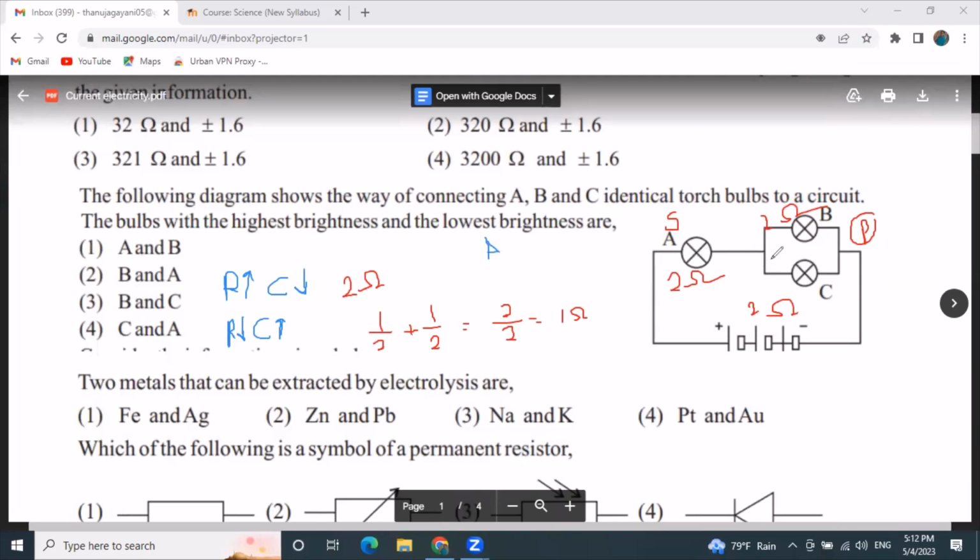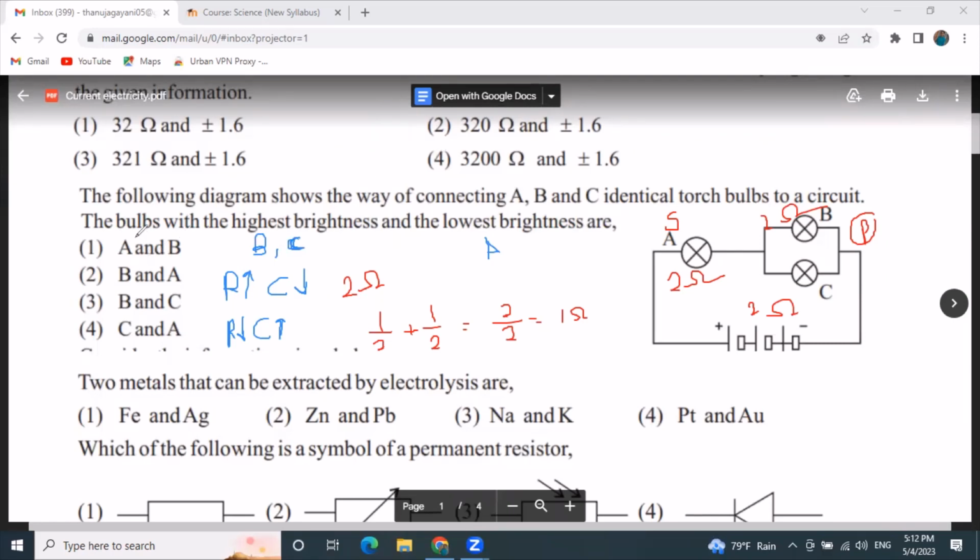Then what will happen to bulb B and C? At B and C, the resistance is low. Resistance is low means the current flow through the conductor is high. Then the brightness is high. The highest brightness may be B or C. Then let's look at the answers.